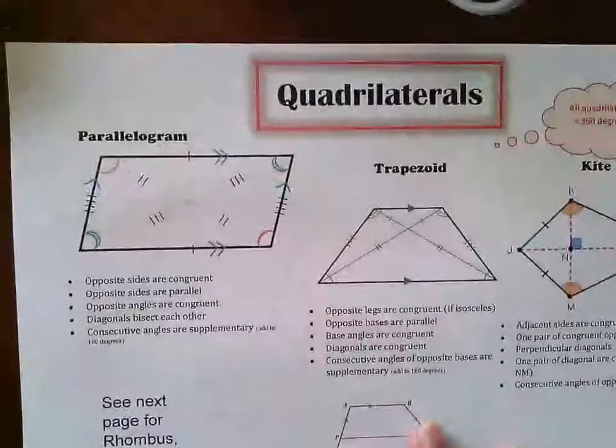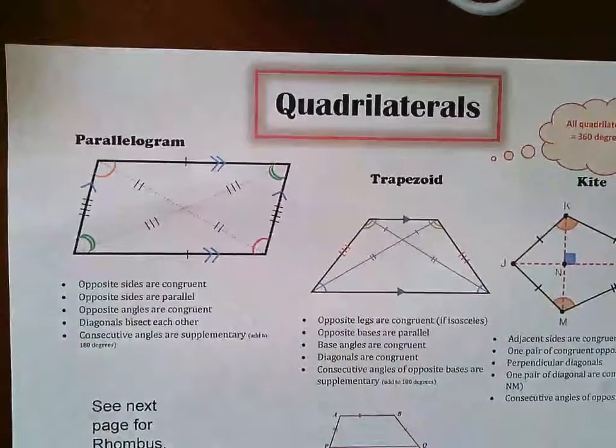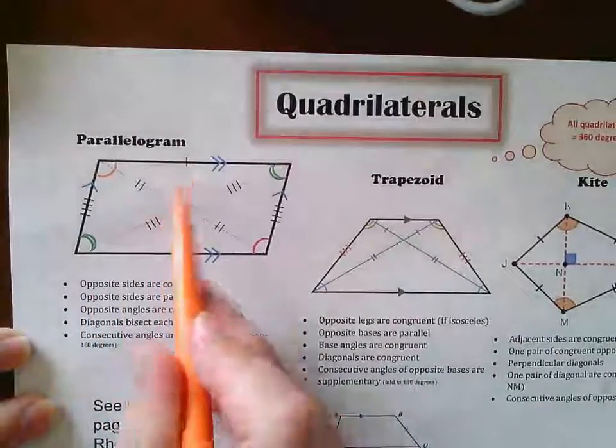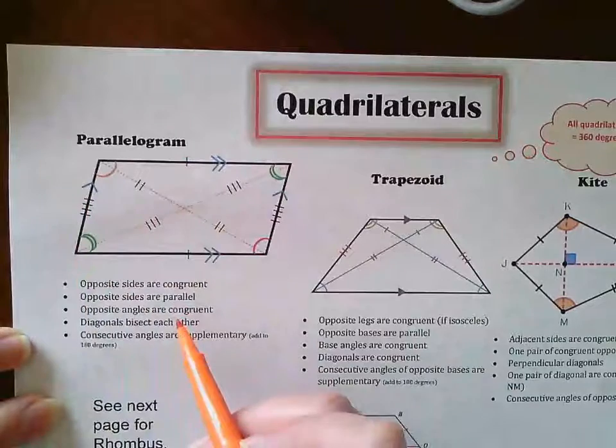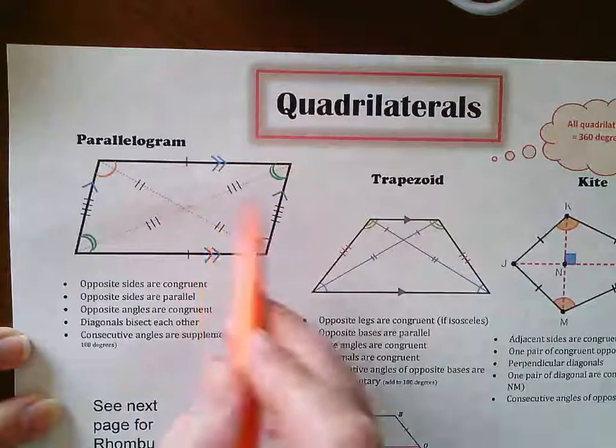I put it on there. It was something we were going to do on Tuesday before we ended up getting school called off, but it has the 5 things about parallelograms. So opposite sides are congruent. You'll see I marked opposite sides congruent. Opposite sides are parallel. That's true, parallel.